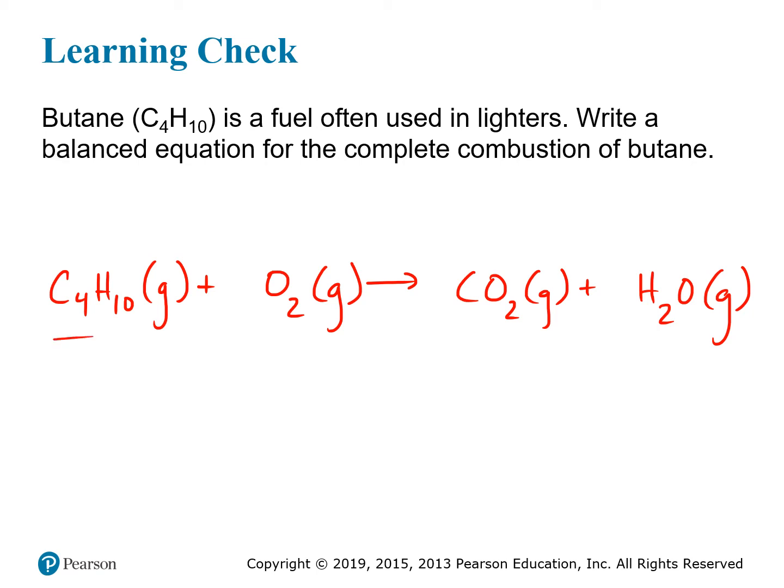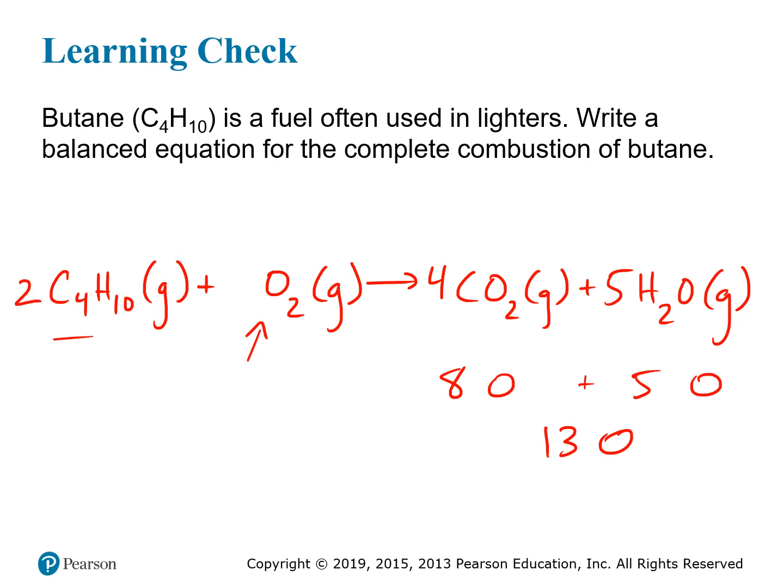Since we have 4 carbons from the butane, we would start with 4 in front of the carbon dioxide. Since we have 10 hydrogens in the butane, we're going to want to put a 5 in front here so that we can get 10 hydrogens from our 5 water molecules. However, that's going to give us 8 oxygens over here plus 5 oxygens over here, which is going to be a total of 13 oxygens. This is an odd number of oxygen atoms which can't really come out of oxygen molecules which are paired up. So what we have to do is go back and multiply everything by 2.